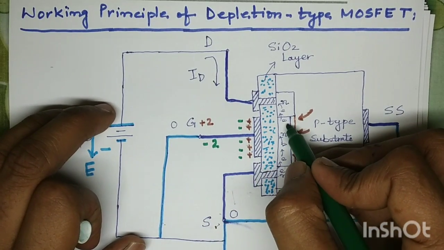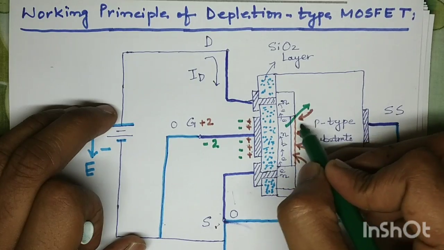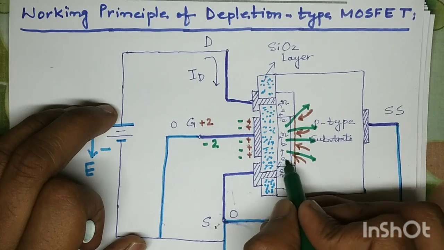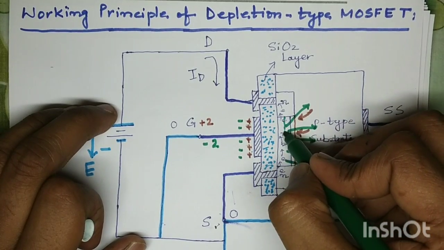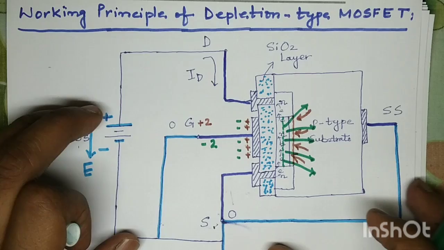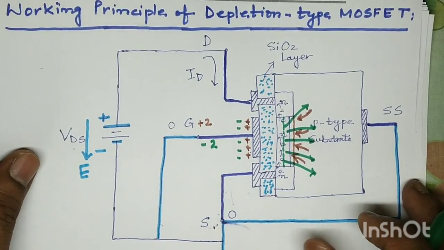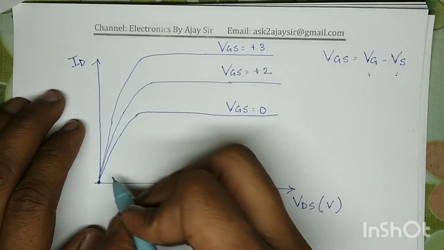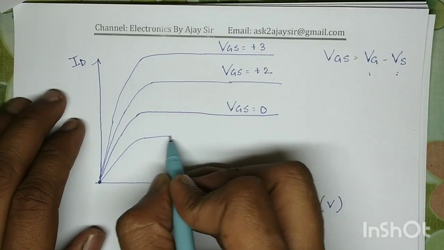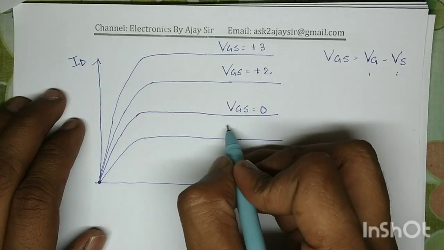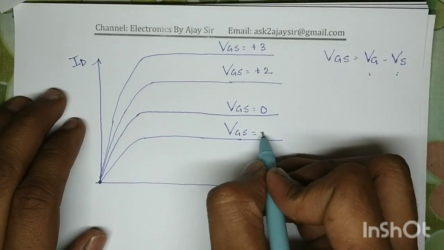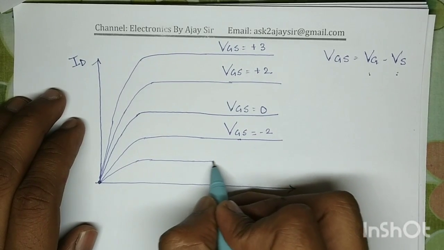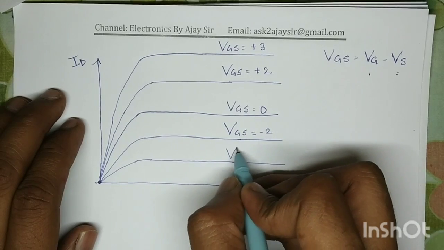charge, the electrons from this n channel will repel towards the substrate, and as a result the channel thickness will decrease, and if the channel thickness decreases, it will reduce the current carrying capacity of the device. So if VGS is negative, it will reduce the current carrying capacity of the device. Let's suppose this is for the -2. If we further increase the negative potential across the gate terminal, this current capacity will further go down.